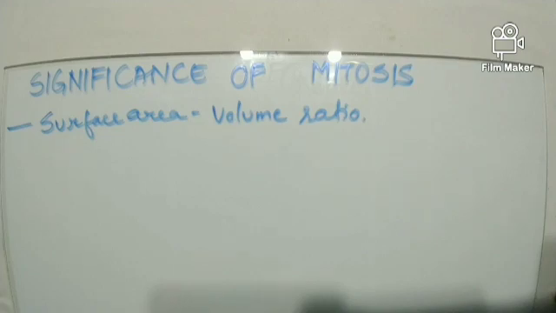Now if the surface area decreases, what will happen? Efficient exchange of material won't take place. So as the cell size increases, what happens? The cell quickly divides itself. The division of the cell takes place, therefore forming small sized daughter cells. Now this is involved in growth of multicellular organisms.